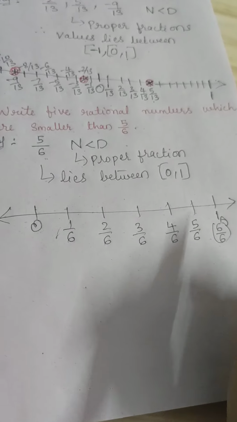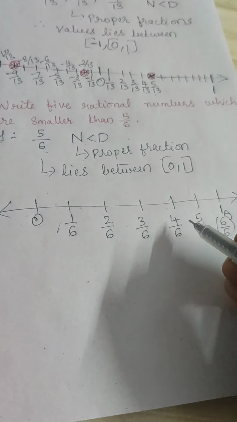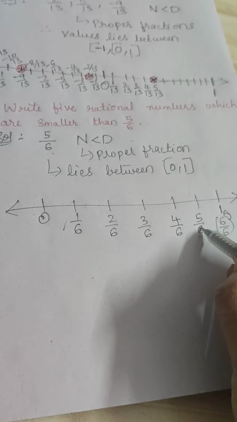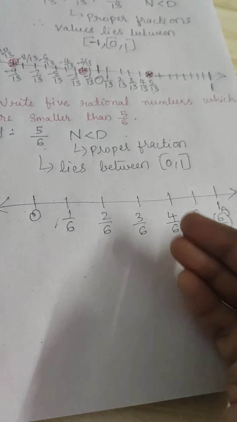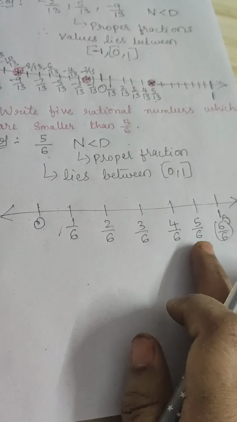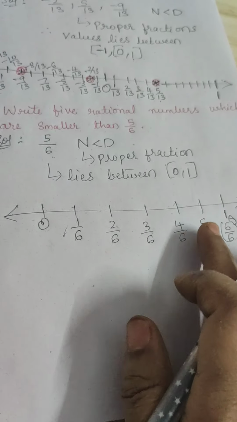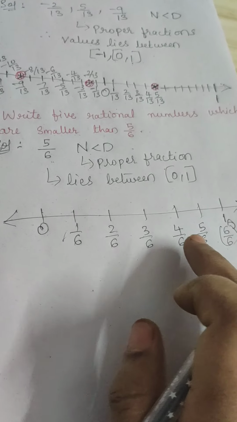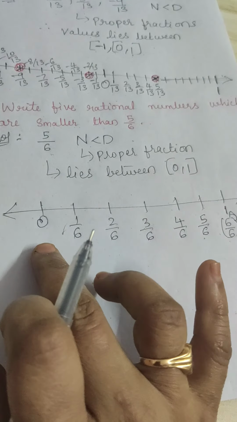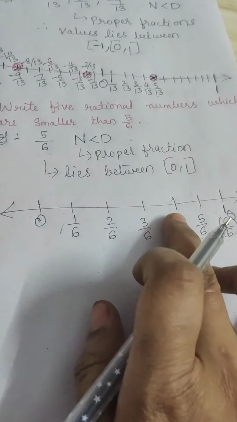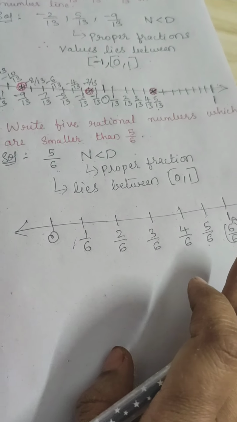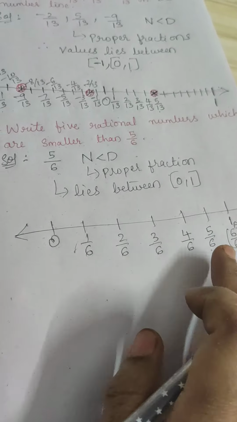Okay children, now what is the value given here? 5 by 6. Okay, this is 5 by 6 and we need 5 rational numbers which are smaller than 5 by 6. These numbers which are left side to the 5 by 6 are less than 5 by 6. That means the smaller numbers to 5 by 6 are 4 by 6, 3 by 6, 2 by 6, 1 by 6 and 0. How many numbers we are having? We are having 5 numbers. So we can take these 5 numbers as the numbers which are smaller than 5 by 6.